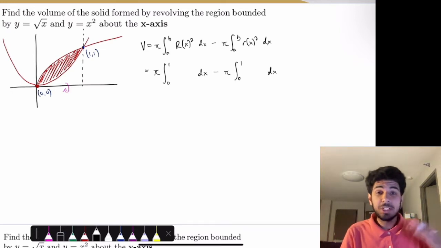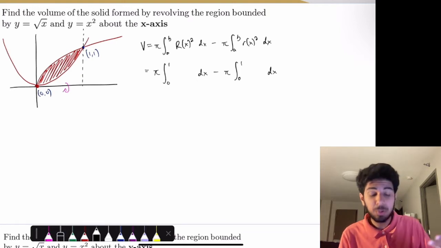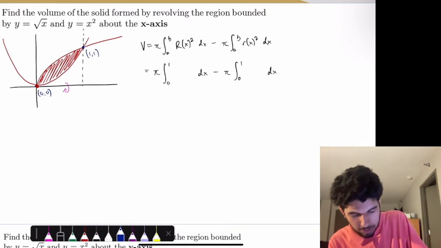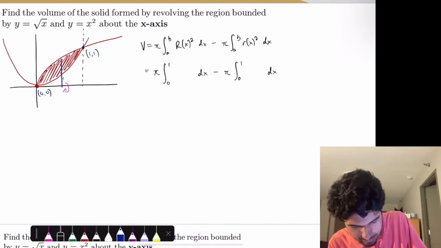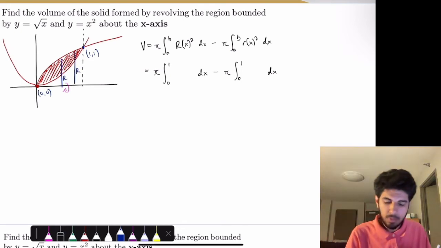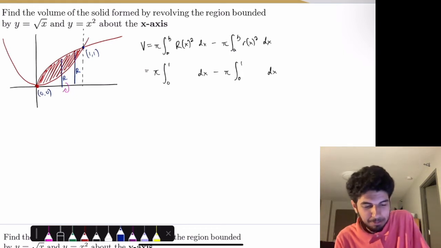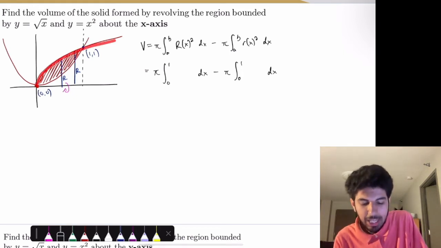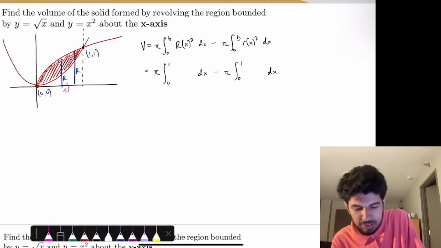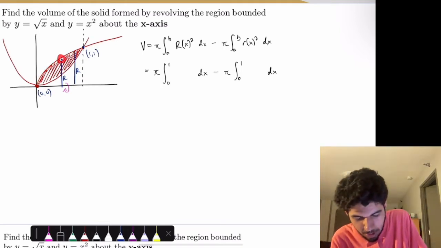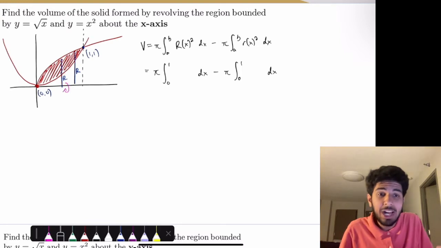Okay, so what is capital R of x? If you remember from the helpful hints, that's going to be the distance from the axis of rotation to the outer function. So capital R of x will look something like that, or this. Well, that is just given by whatever this function actually is, right? R is going to be some sort of y value, right?